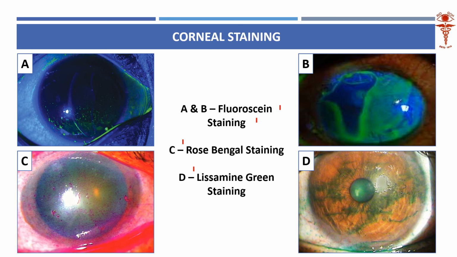Similarly, you can use rose bengal. If you use rose bengal, it will stain more the dry areas of the eye. So in a dry eye, in xerophthalmia, if you use rose bengal, you will stain better. It will also stain the dead cells and debris of the eye. Next is lissamine green. It's a very rarely used dye. So here I want you to remember mainly fluorescein and the cobalt blue filter, and that the ability to stain the eye is a very important technique of examination of the eye.